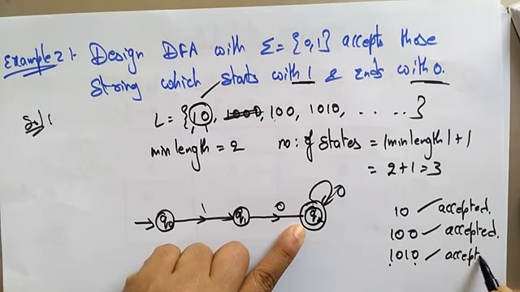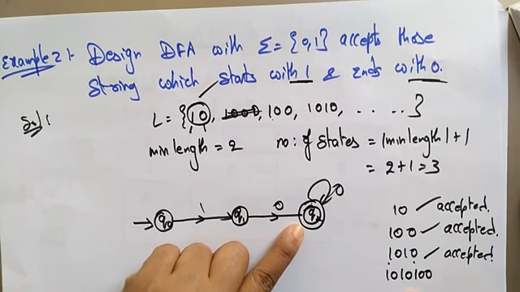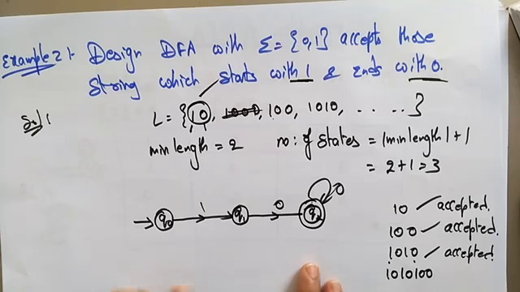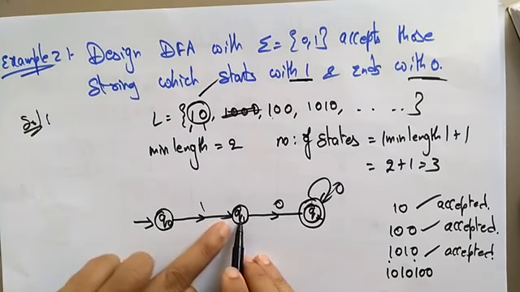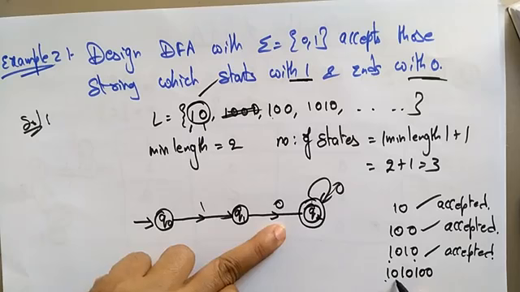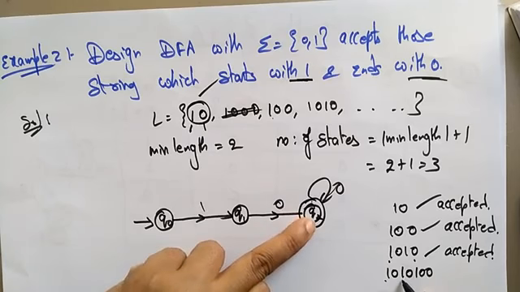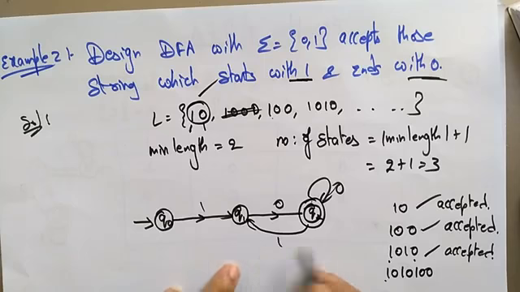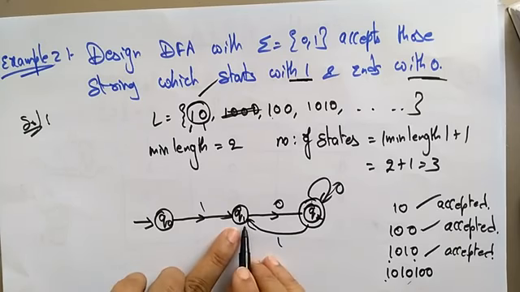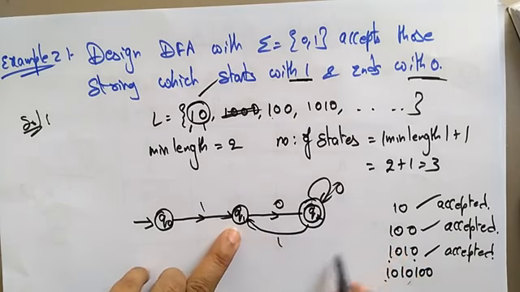Accepted. So this time let me take 1 0 1 0 1 0 0. Let me check this. Is it accepted or not? Means in this way you need to check. So Q0 on 1 goes to Q1, on 0 Q2, Q2 on 1, so again it has to come like this. Q2 on 1 goes to Q1 and Q1 on 0 goes to Q2, like this. So like this we have to check.